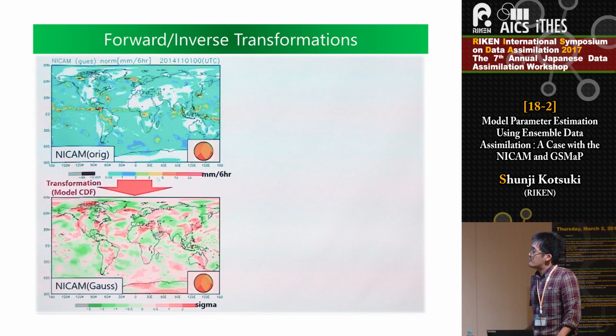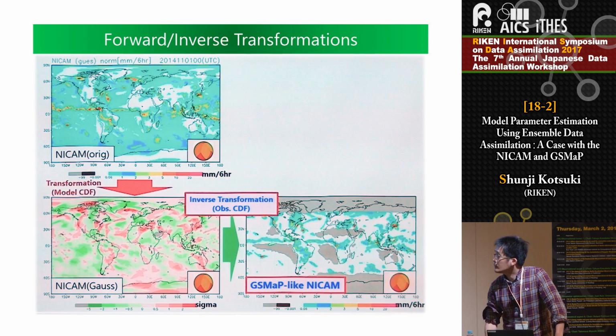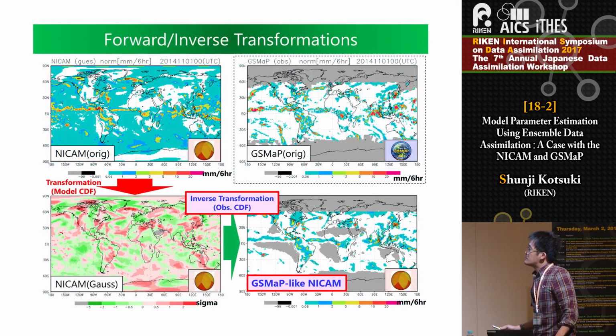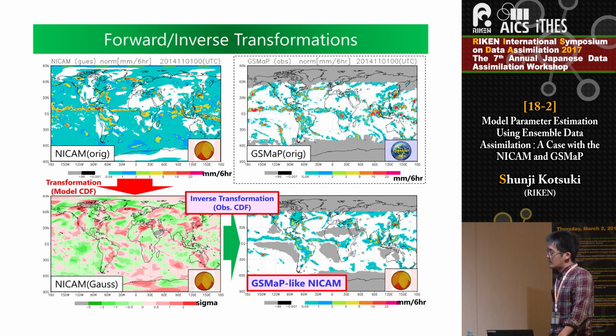So this is the map I've already shown. We conduct the Gaussian transformation based on the model CDF, and both of them represent the forecast. When we conduct the inverse transformation based on the observational CDF, we can obtain this kind of map. Actually, this map is obtained from the model, but it is very similar to the observation, like this. So this is the observed precipitation, and this is the forecast precipitation. This transformation would be very useful to mitigate the bias of the model. When we produce the precipitation product, we plan to use this Gaussian inverse transformation.